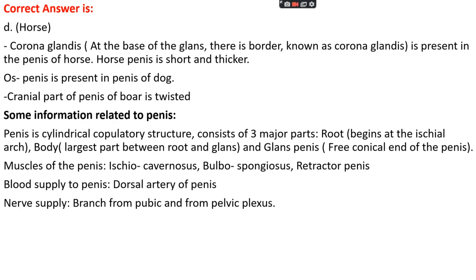Okay. And if we see the muscles of the penis, there are the ischiocavernosus muscle, bulbospongiosus muscle, and retractor penis. Okay. And the blood supply to the penis is by the dorsal artery of the penis. Nerve supply is by branches from the pudendal nerve and from the pelvic plexus.